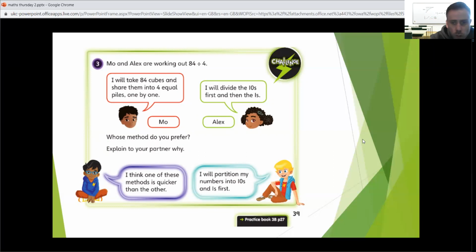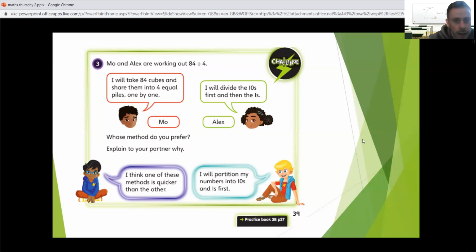And then we've got 2 other children at the bottom. We've got someone saying, I think one of these methods is quicker than the other one. And the other boy saying, I will partition my numbers into 10s and 1s first. Okay, so there's no answers for this because it's your choice. So work out what the answer is and decide which one you like the best. Do you like Mo's method the best or Alex's method the best? Have a go. Pick your favorite. Pause the video now.